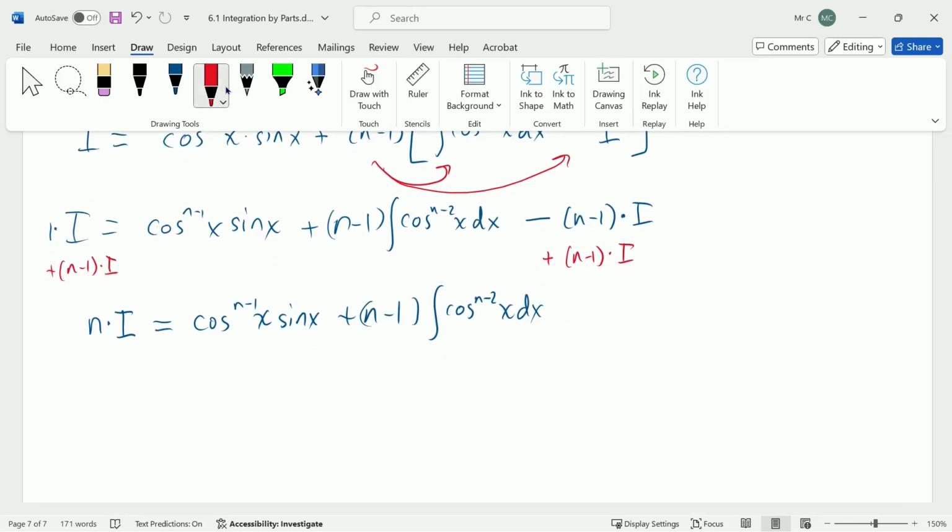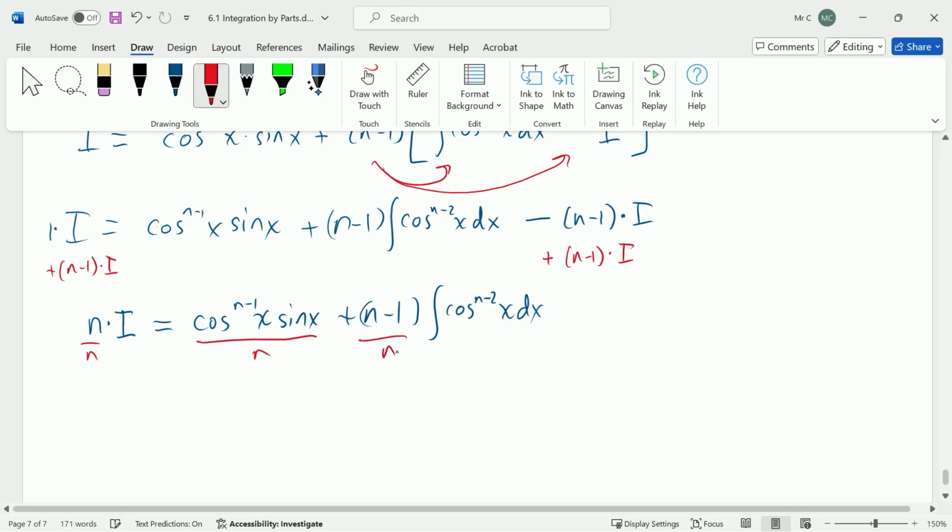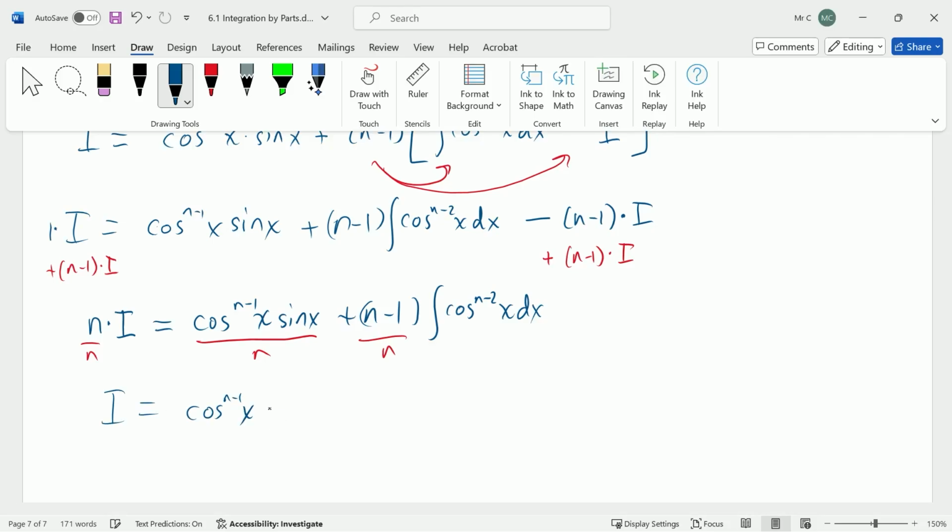And the last thing we have to do is just divide every term by n. And then we're done. I is cosine to the n minus 1 power of x sine of x over n plus n minus 1 over n times the integral of cosine to the n minus 2 power of x dx.